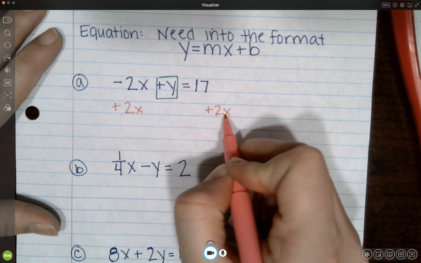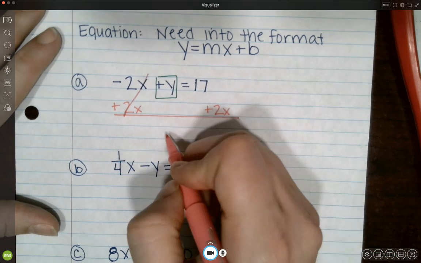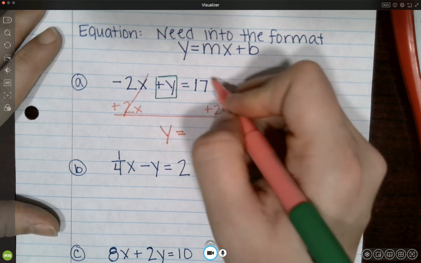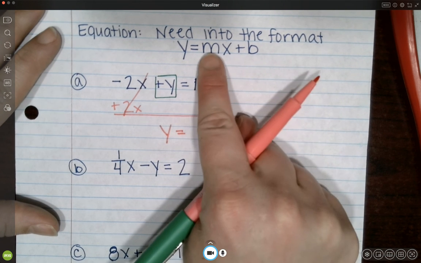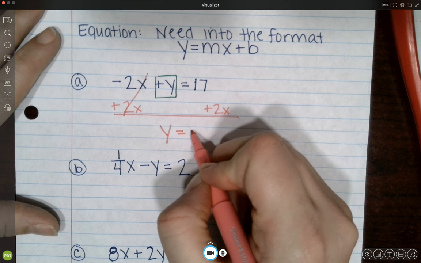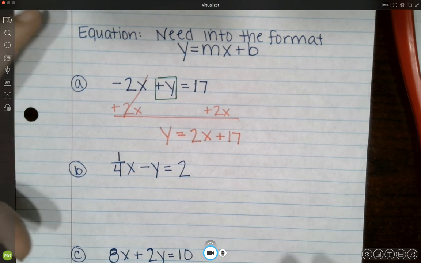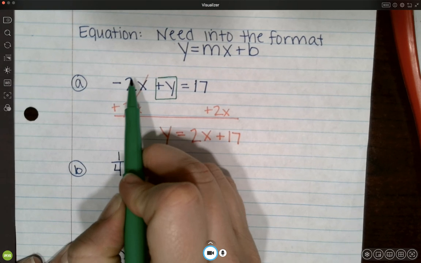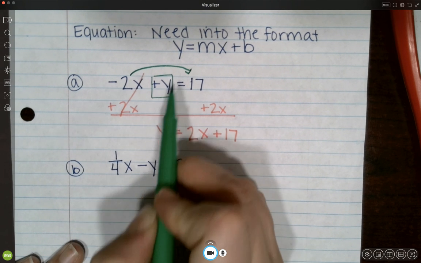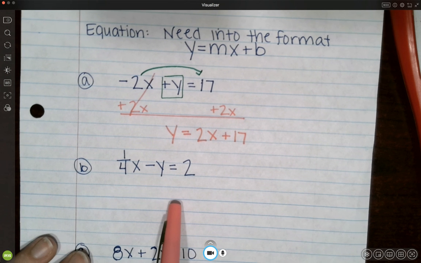What I do to one side, I have to do to the other. Therefore, this cancels. So y is going to equal, these two cannot combine because this is x and this is a constant, and I want mx plus b, so I'm going to rewrite it as 2x plus 17. What you're going to notice with this is anything that I send from one side to the other is going to become the opposite operation, okay? Which is going to be true here in B.